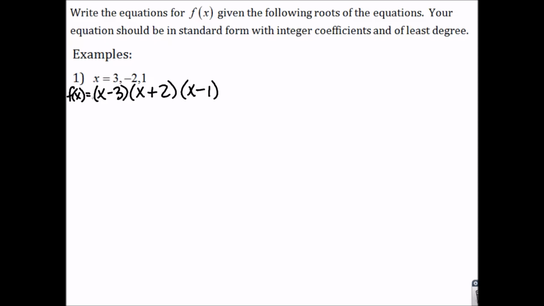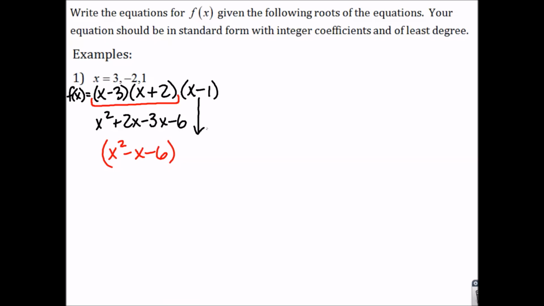Now the directions say that it needs to be in standard form, which means that I need to multiply these out. So I'm going to start by double distributing the first 2 factors. So I'm going to do x times x gives me x squared, x times 2 is 2x, -3 times x is -3x, and -3 times 2 is -6. So I'm just multiplying these first two together. Then I'm going to go ahead and simplify this. And I end up with x squared minus x minus 6.